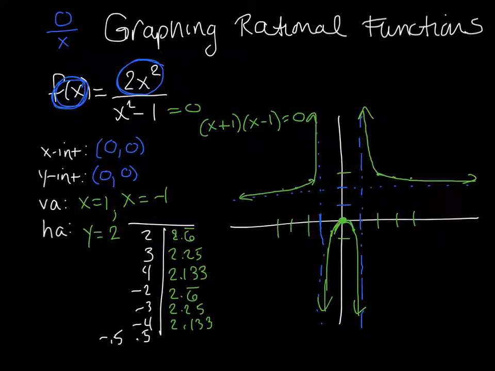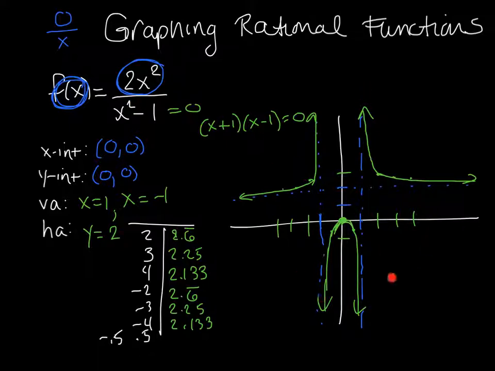So once again, just to recap, when you're graphing a rational function, you need to find the x-intercept by plugging in 0 for y. And remember, if the top equals 0, the whole thing equals 0. You need to find the y-intercept by plugging in 0 for x. You find the vertical asymptotes by taking the bottom equal to 0. You find the horizontal asymptote using the rule about the degrees.